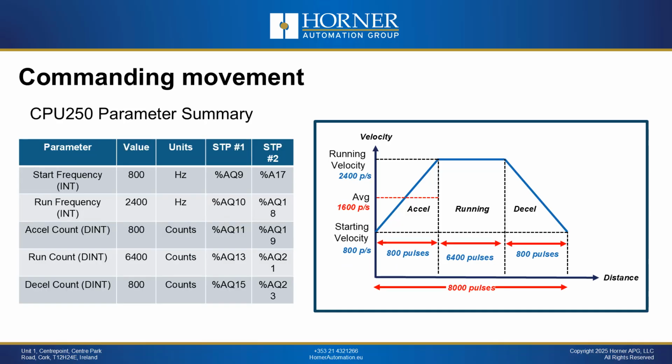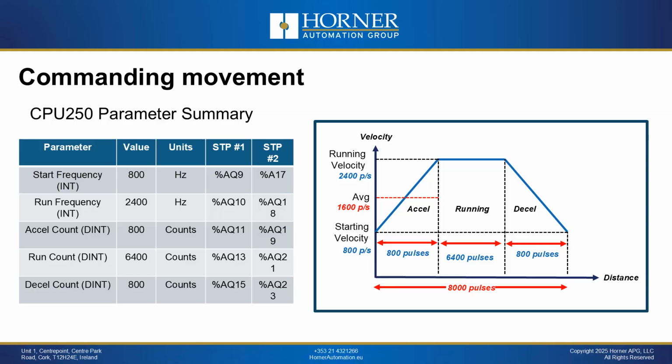Now let's give an example with some numbers. Let's say we need to move a total of 8,000 pulses. Maybe that represents 40 revolutions. Maybe it represents 5 revolutions of the motor. But we want to move 8,000 pulses. And we know we need to start with acceleration and end with deceleration. Let's say we want 800 pulses of acceleration and 800 pulses of deceleration. Well, that means we need to run at 6,400 pulses to get a total of 8,000 pulses.